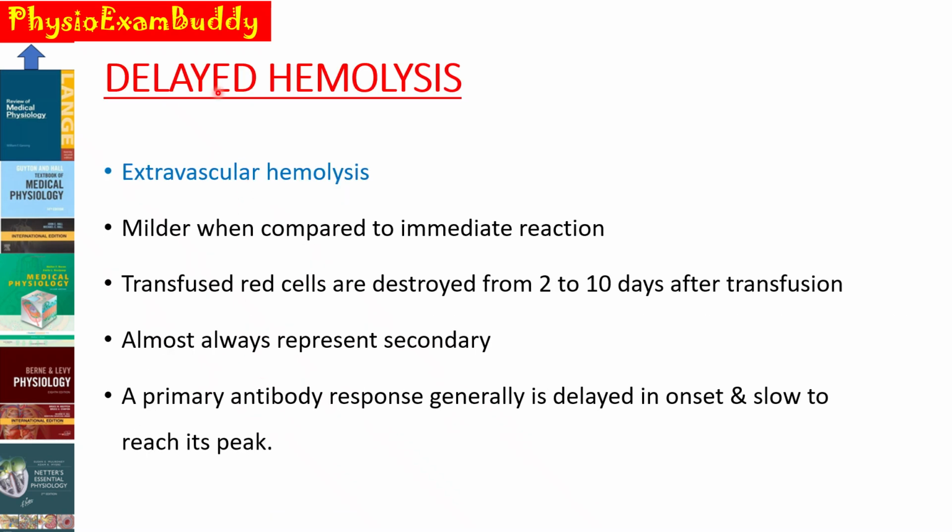Followed by the acute or immediate intravascular hemolysis, the next complication is the delayed hemolysis in case of mismatched blood transfusion. And here the hemolysis is mainly extravascular, and this is milder when compared to that of the immediate reactions. That is, the transfused red cells are destroyed from 2 to 21 days after the initial mismatched transfusion, and this almost always represents a secondary reaction.